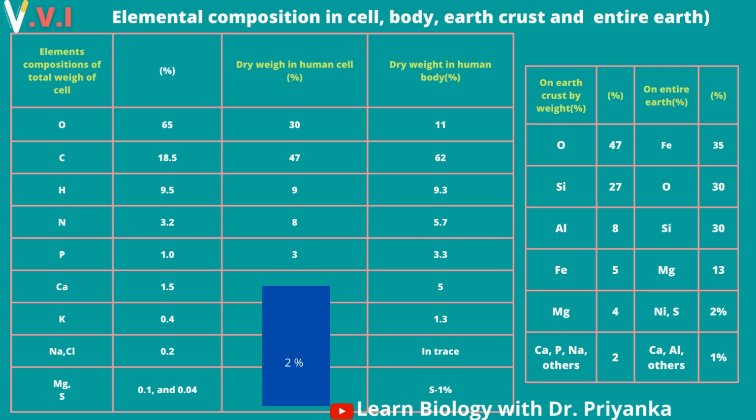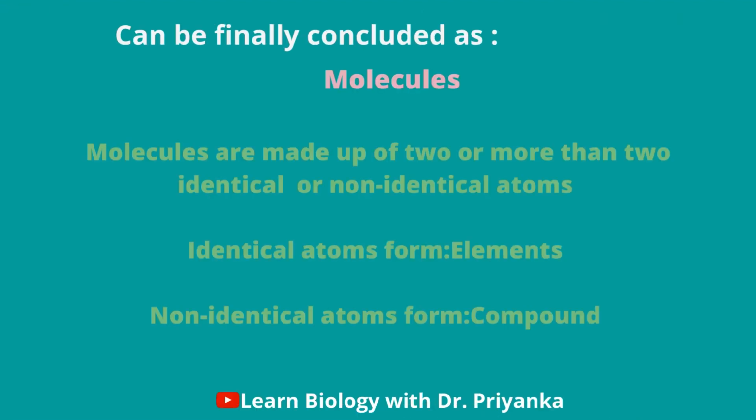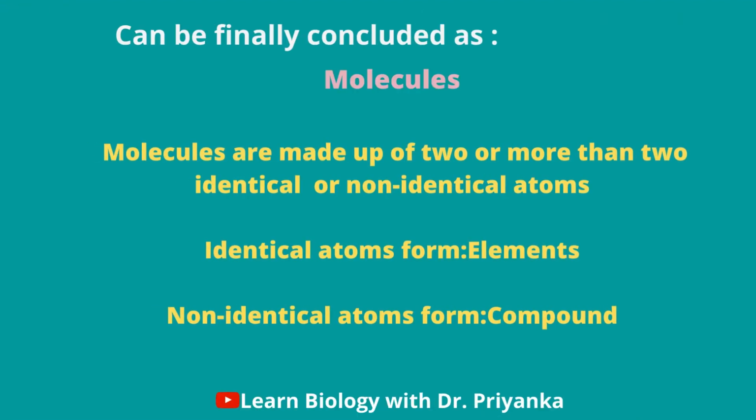So here we can finally conclude that molecules are made up of two or more identical or non-identical atoms. Identical atoms are called elements and non-identical atoms are compounds. Compounds can be further broken into similar or non-similar atoms, but when elements are broken, similar types of atoms are obtained.